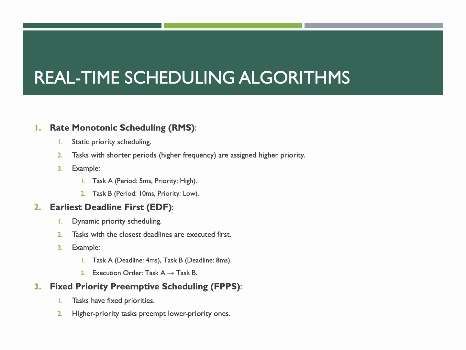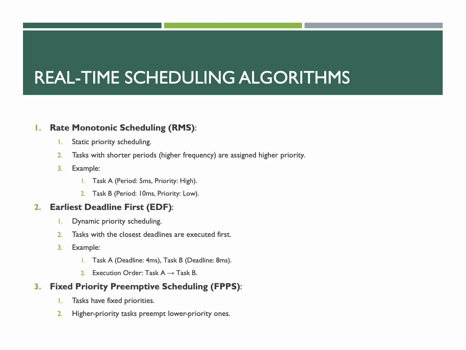Then second, we have earliest deadline first. So EDF is a dynamic priority scheduling algorithm, meaning task priorities are recalculated during execution based on their deadlines. So tasks with the closest deadlines are executed first. For example, we can say task A has a deadline of 4 milliseconds and task B has a deadline of 8 milliseconds. So the execution order will be task A, then task B, because task A has the earlier deadline.